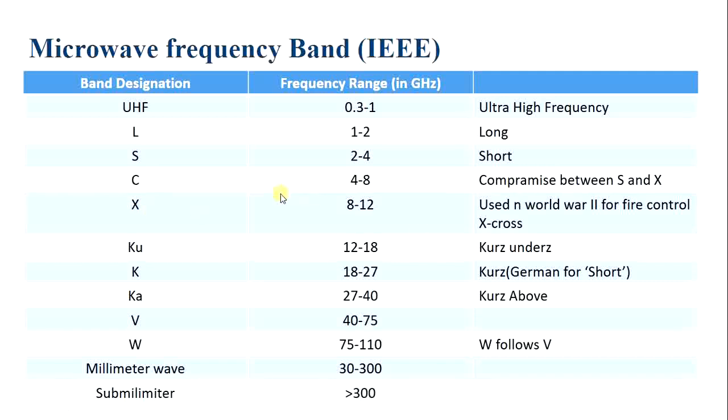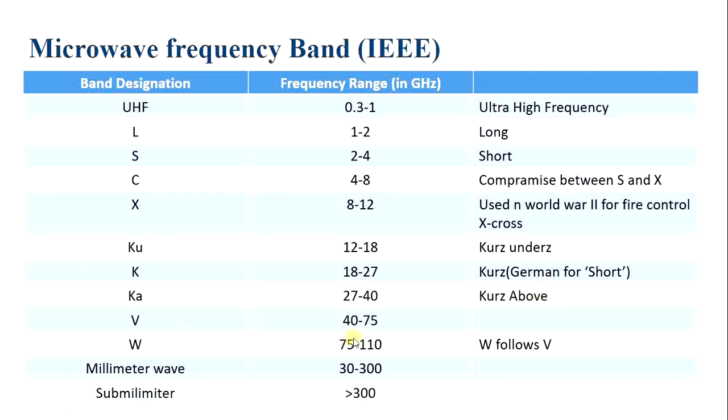Whereas the X band ranges from 8 to 12 GHz and it was used in World War II for fire control. X denotes cross. Ku band is from 12 to 18 GHz, and K stands for Kurz, which is a German word for short, and the frequency range of the K band is from 18 to 27 GHz, whereas the Ka band ranges from 27 to 40 GHz, that is Kurz above.